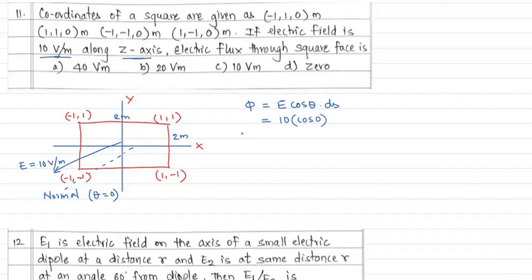Area of this square will be 2 into 2, which is 4 meter square. If you simplify, cos 0 is 1, 10 into 4 is 40. So you will have 40 volt meter. So option A is our answer.